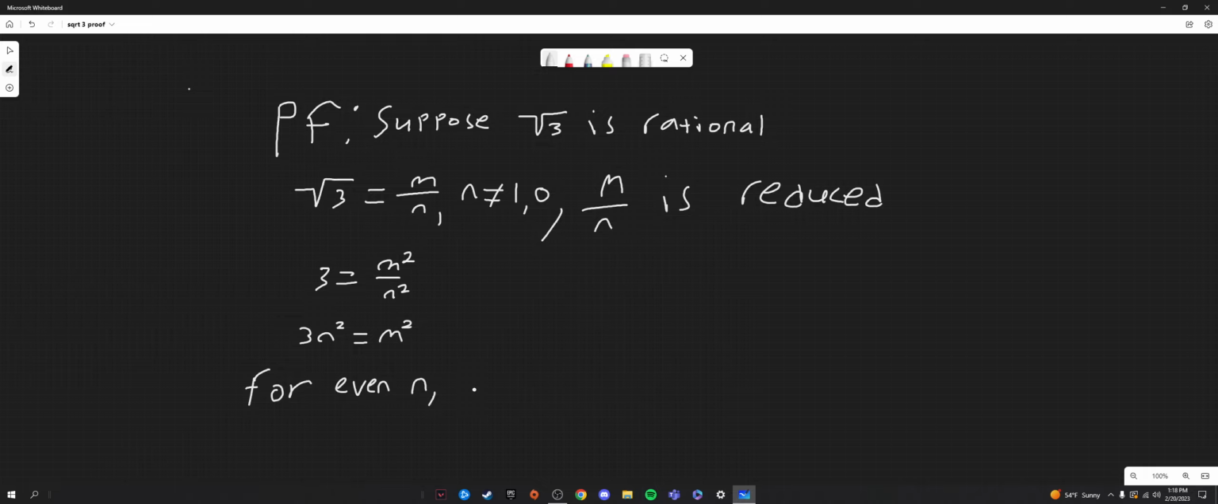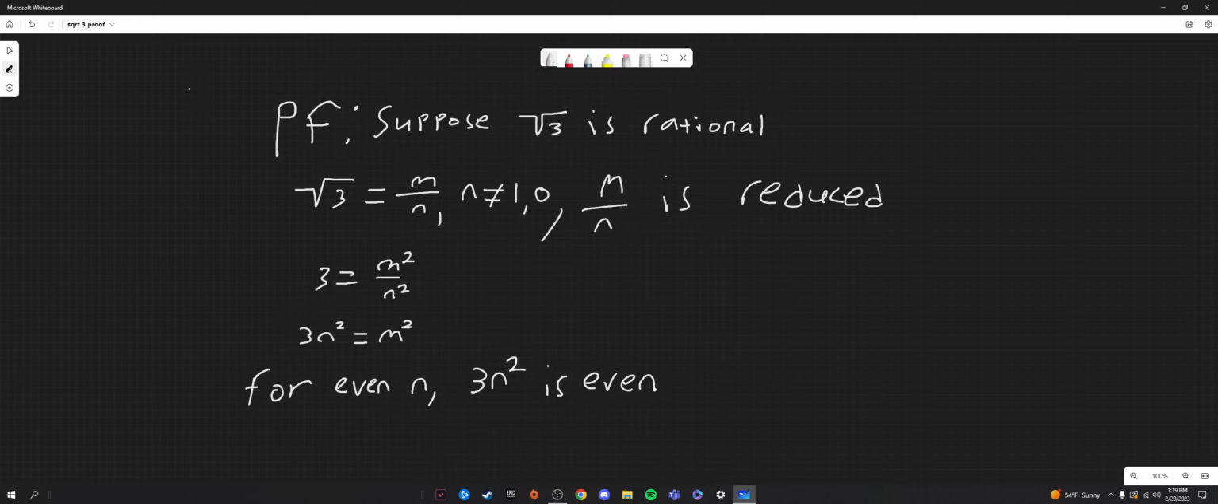Generally, when you add multiple even numbers, if we want to go into group theory, the set of all even numbers is, I believe, closed under addition, meaning an even number plus an even number gets you another even number. We know that repeated addition is multiplication, and repeated multiplication is exponentiation. So we can say that for even n, 3n squared is even.